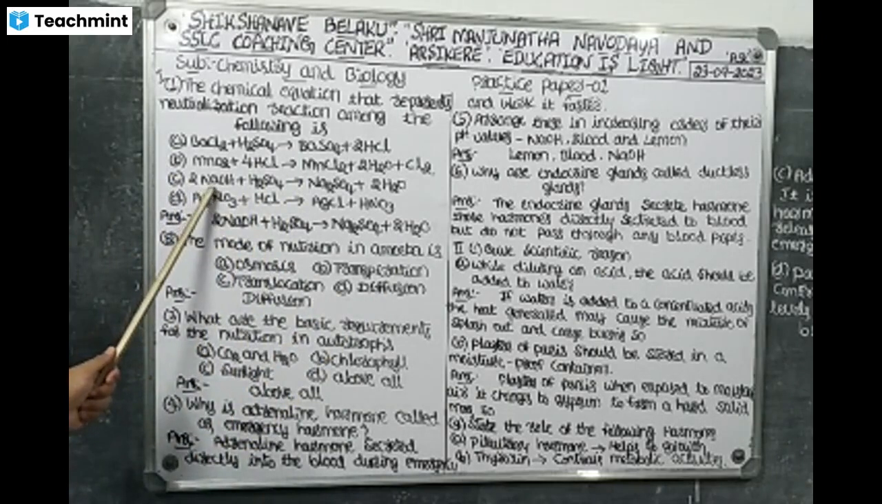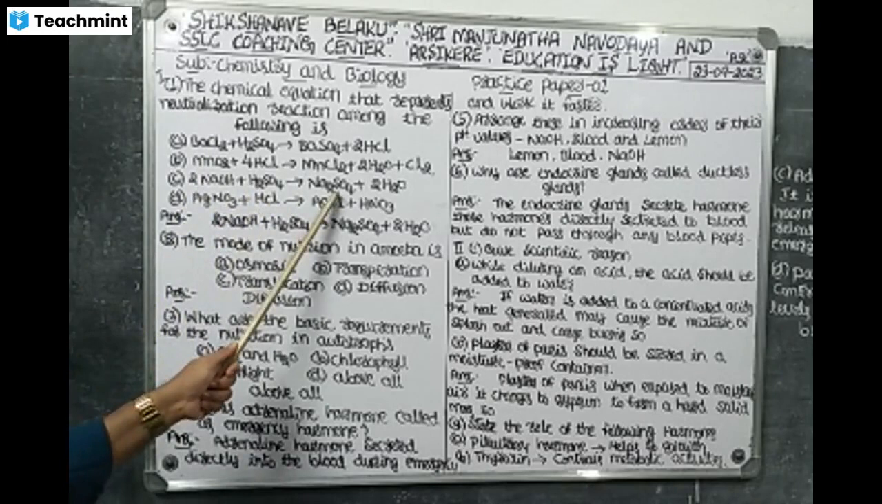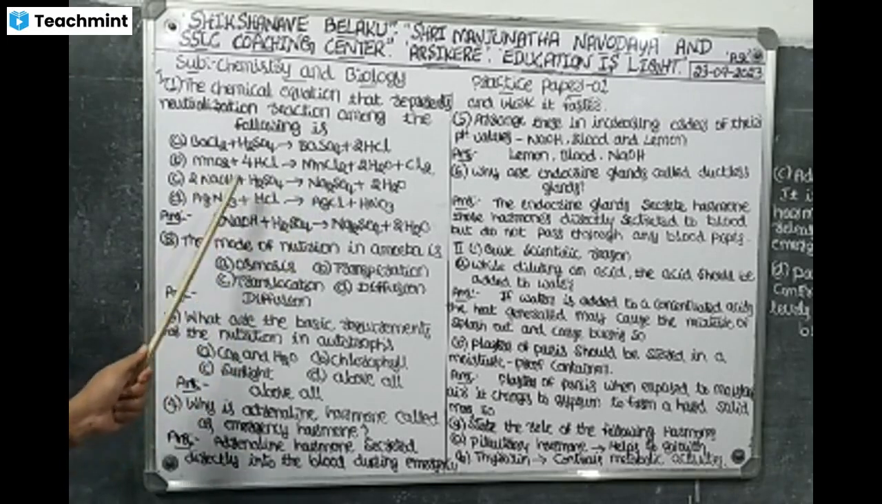2NaOH, this is the base, sodium hydroxide. H2SO4, this is the acid. They react to form sodium sulfate, which is a salt, with the liberation of water. So option C is the right answer.